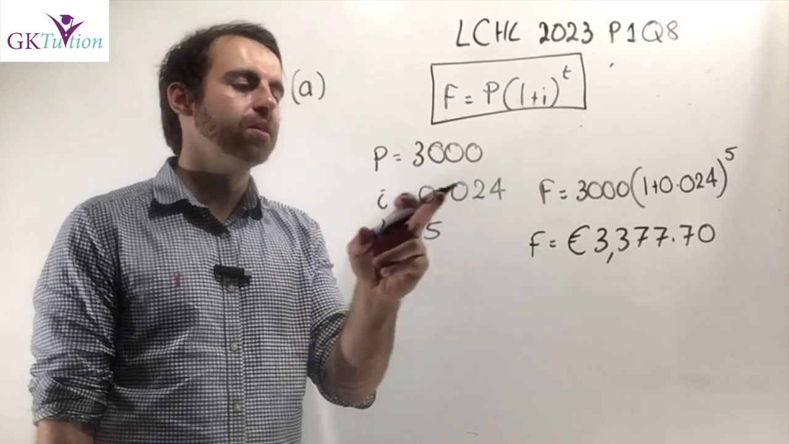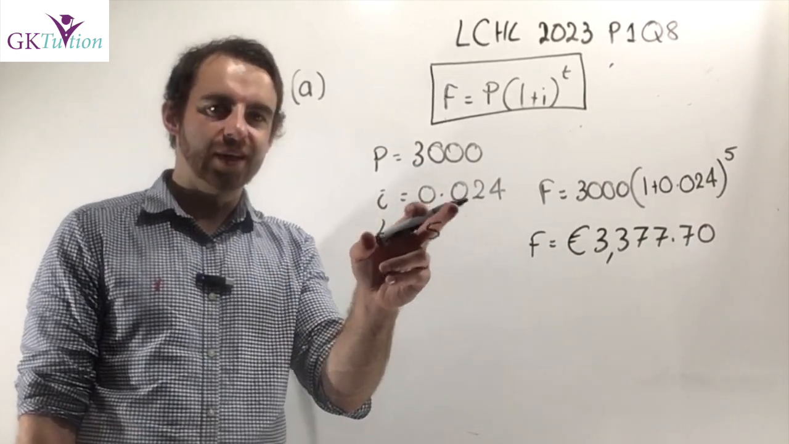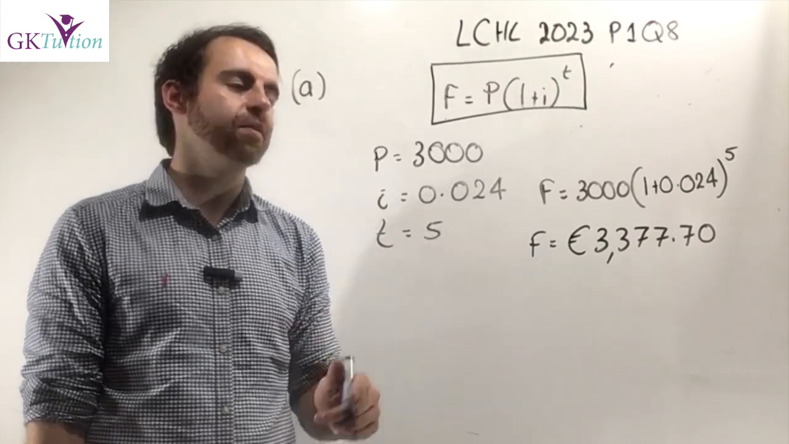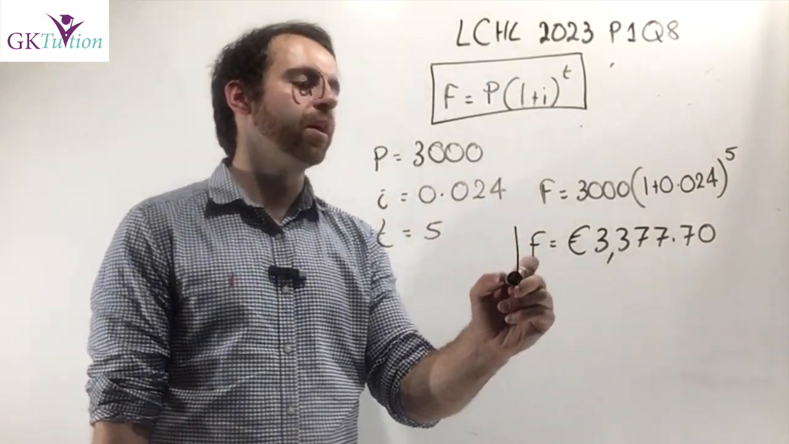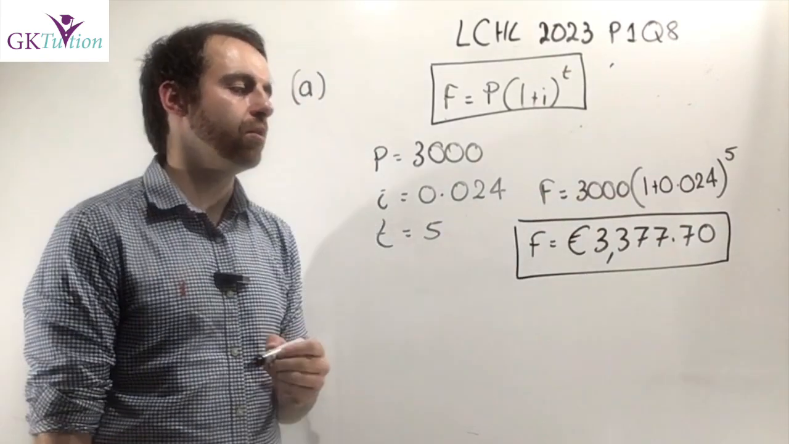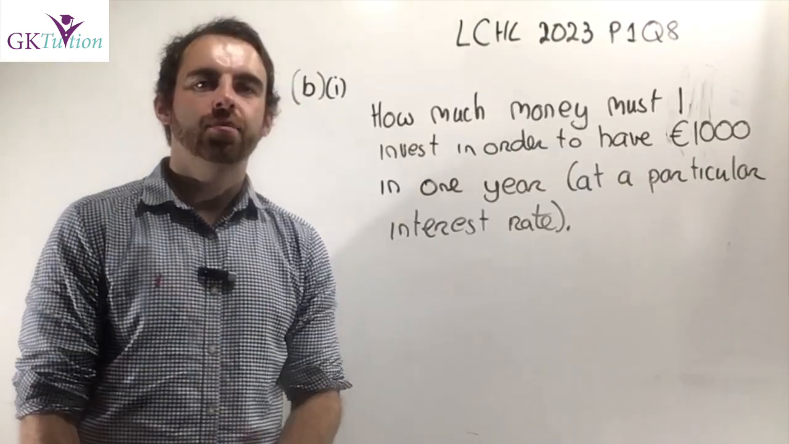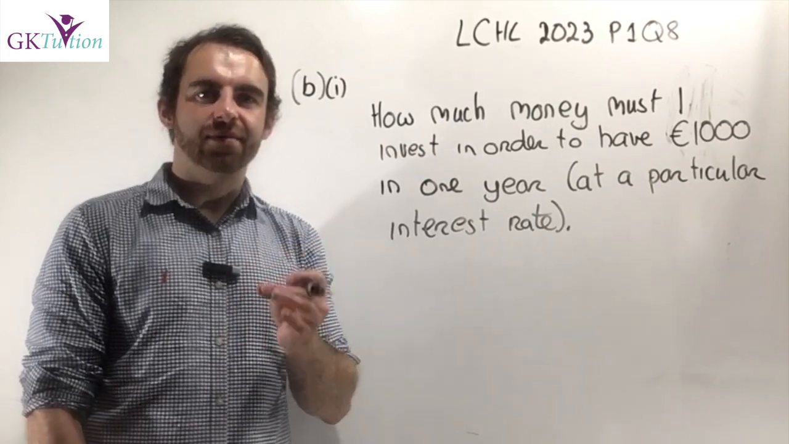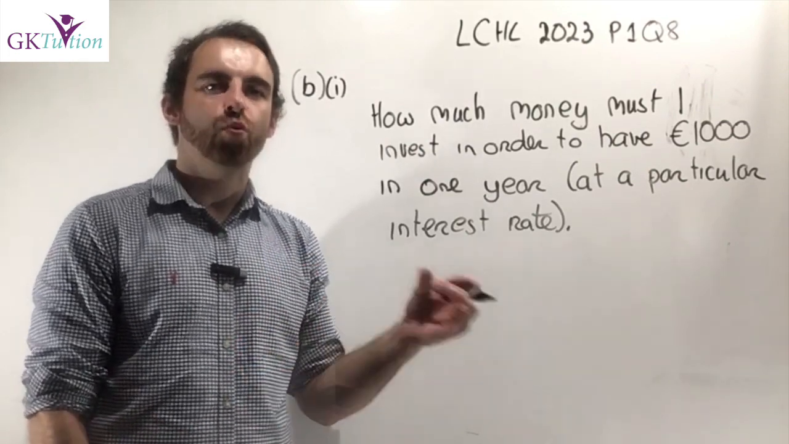I is the interest rate, but remember you divide it by 100 to get it as a decimal, and T is the number of times interest is applied, in this case 5. When you plug into your formula, your answer works out as 3,377.70.